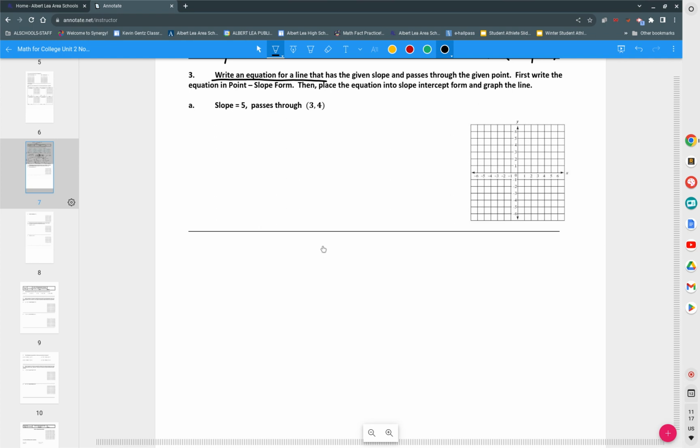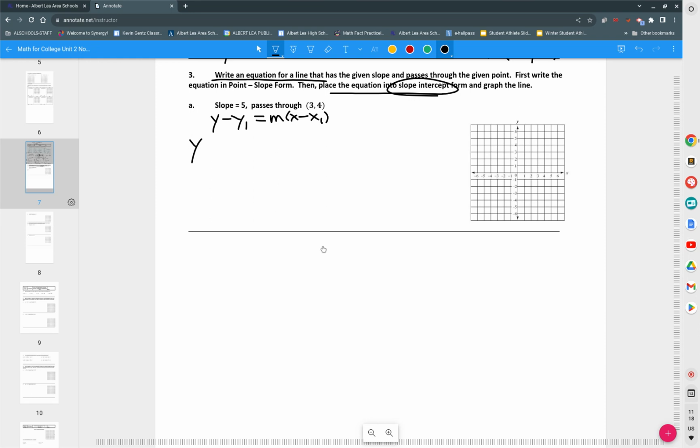First, write the equation in point slope form. So that means y minus y1 is equal to m times x minus x1. After we write it in point slope form, we're then going to place it into slope intercept form and graph it. Okay? So now we're going to go the opposite way. So instead of being given the point slope form and knowing what the slope of the point is, now I give you the slope of the point and you got to tell me what the equation is.